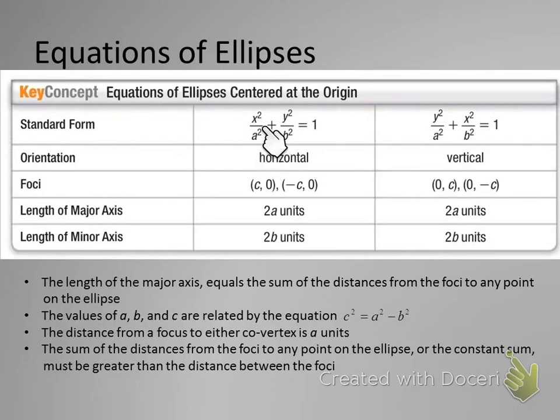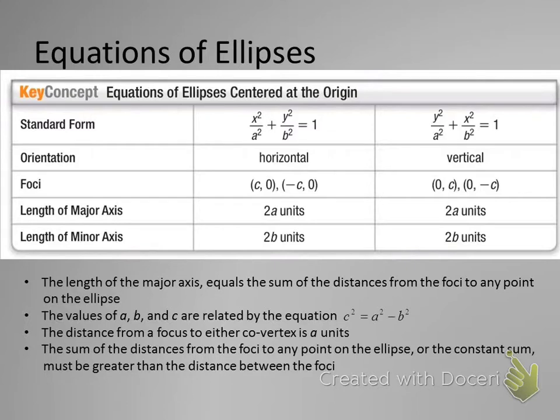Alright, standard form. This is whenever you're centered at the origin, and specific to this, your standard form is x squared over a squared plus y squared over b squared equals 1. I'm going to stick with this first column here. If that's the case, then your orientation is horizontal. We'll talk about how you tell which one is which in a minute.